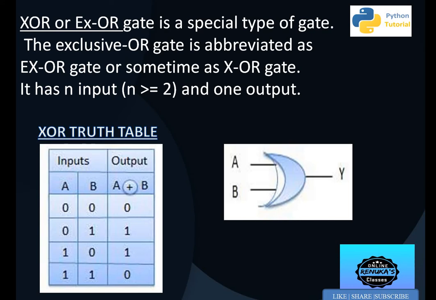Exclusive OR says that if both the inputs are same, in that case the output will be 0. If any one input is 1, then only the output will be 1. So that is exclusive OR, means either one of the input should be 1, then only the output will be 1. And this is the symbol for exclusive OR gate.